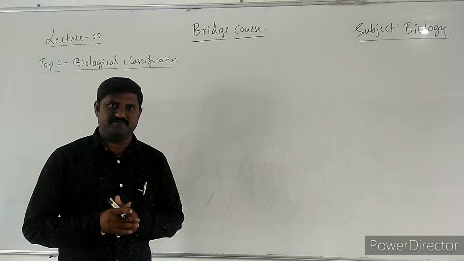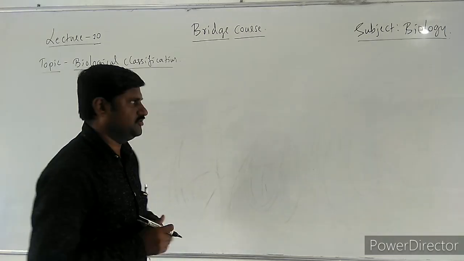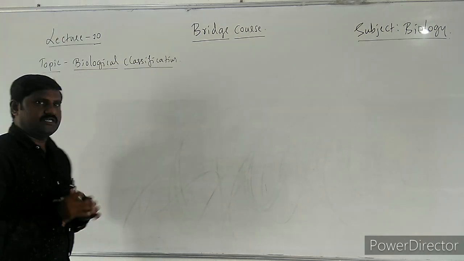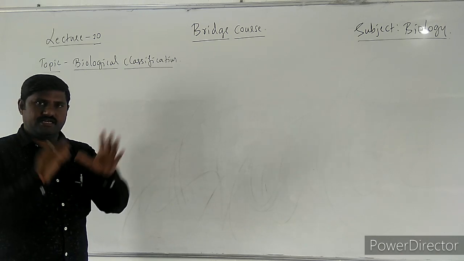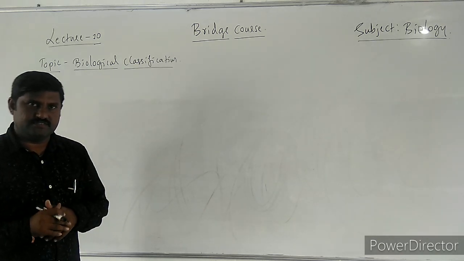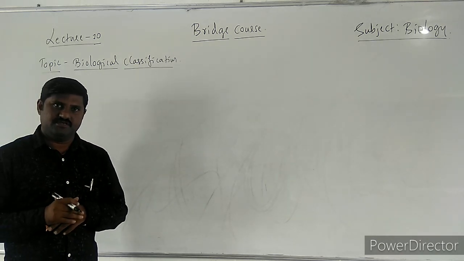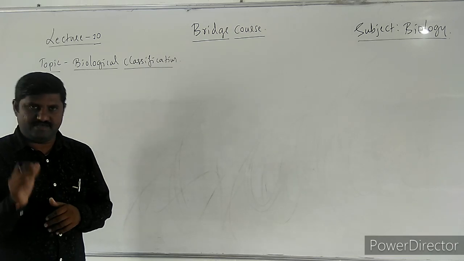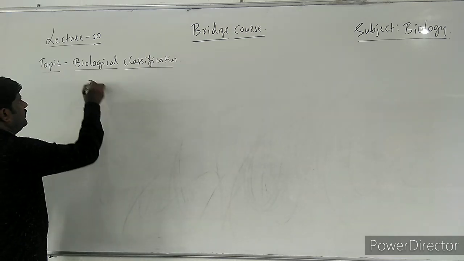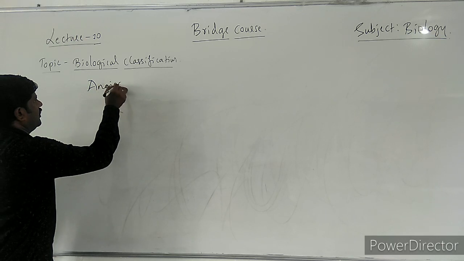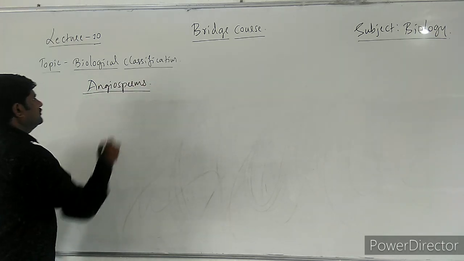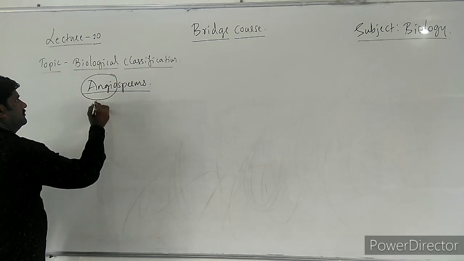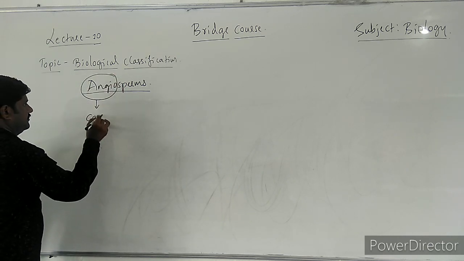Gymnosperms. One more group of plants that you have studied, that is angiosperms. These are the most advanced type of plants, which are covering the entire world nowadays. They are the dominant plants on this earth nowadays, right? So they are angiosperms. Angiosperms. So angion means cover.